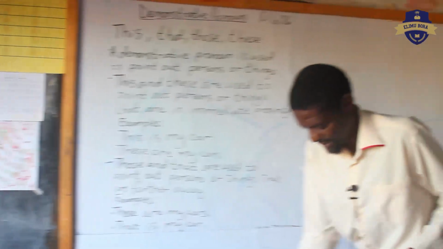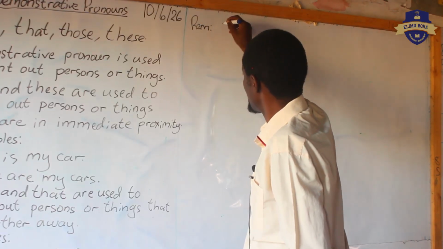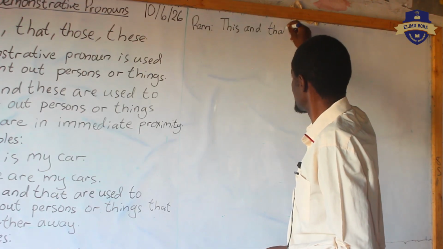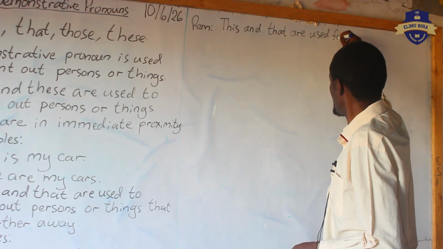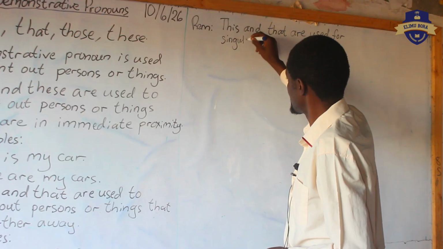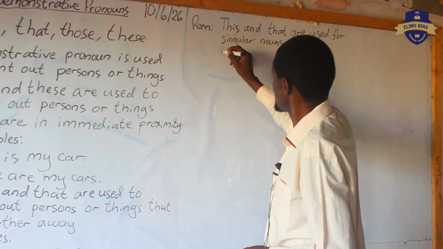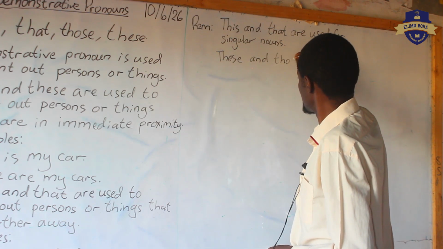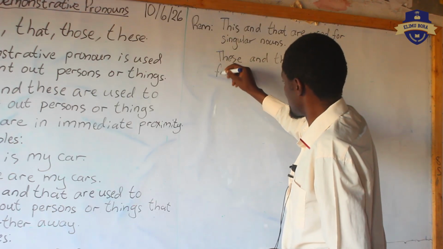Remember, as a reminder, this and that are used for singular nouns. These and those are used in a plural context, okay?